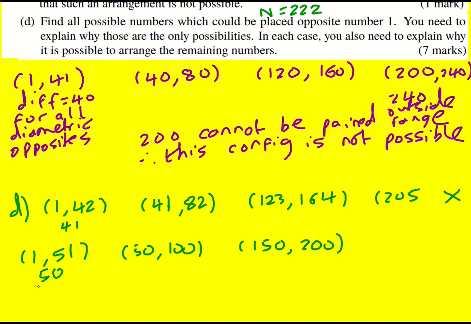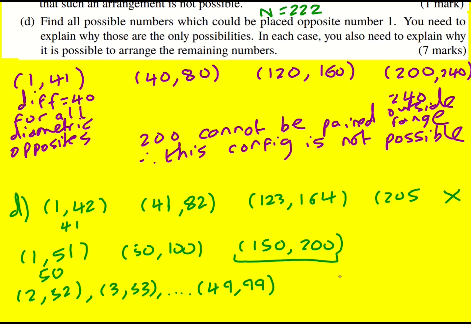However, if you go on to investigate this, we see that 2 would be opposite 52 and 3 would be opposite 53, all the way up to 49, which would be opposite 99. And that actually sorts out all the numbers from 1 to 100. And you get a similar thing going on here. So we'd still be left with 201 with nothing to pair with, because it can't pair with 151, because 151 would actually pair with 101, because 101 can't pair with 51 because 51's already been used.